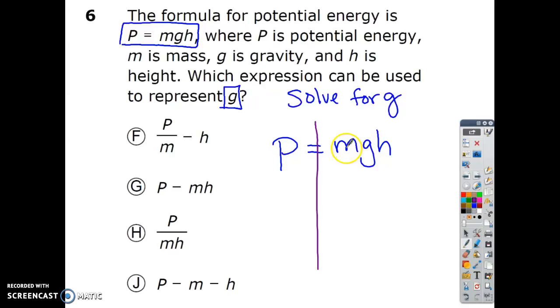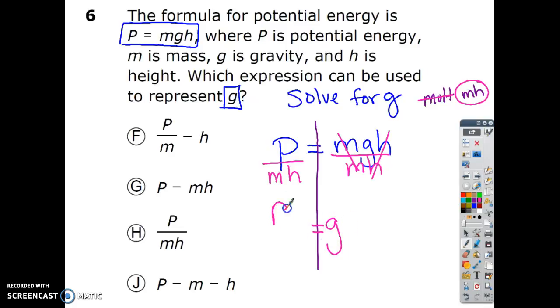It's multiplying by M and H. So it is multiplying by M and H. So what are you going to do? The opposite is to divide by MH. So you're going to divide by MH and divide over here by MH. So you can cancel the M, cancel the H. So write down, your answer is G equals P divided by MH. So everybody should have gotten H as your answer.